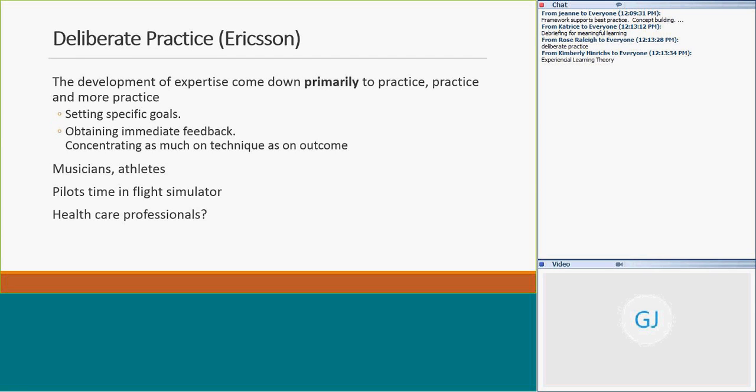The first is deliberate practice. In some aspects, deliberate practice can live in behaviorism as well, but for more advanced activities, practicing mock codes, teamwork, those kinds of simulations where we have more advanced skills than just practicing basic tasks, deliberate practice can fall under cognitive theory as well.